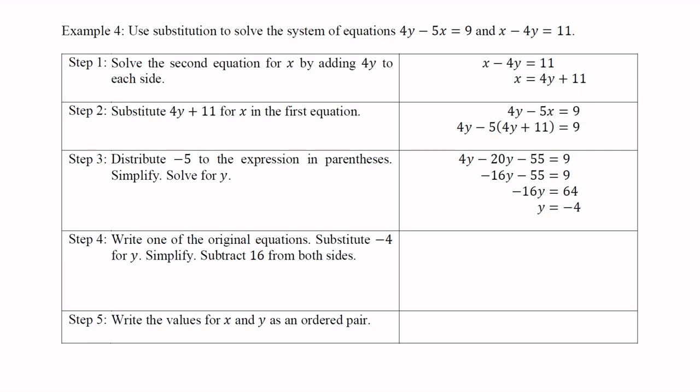Now we're going to plug that value for y into one of the two equations. And let's substitute it into the second one because it looks easier to work with. So we substitute -4 in. -4 times -4 gives us positive 16. Subtract 16 from each side, and you get x equals -5. So our solution is the ordered pair -5, -4.